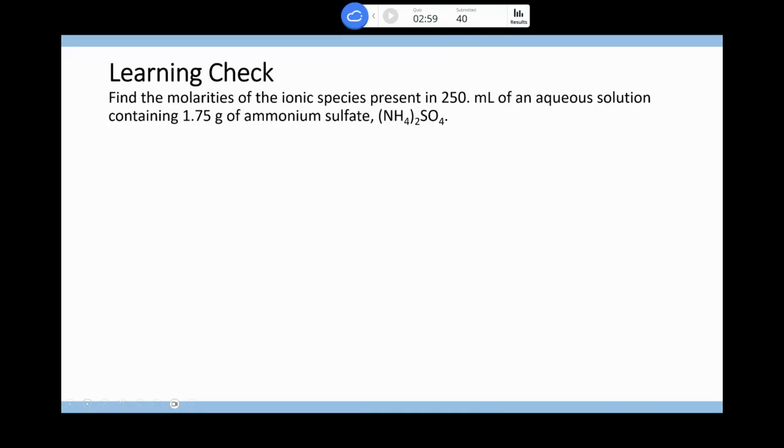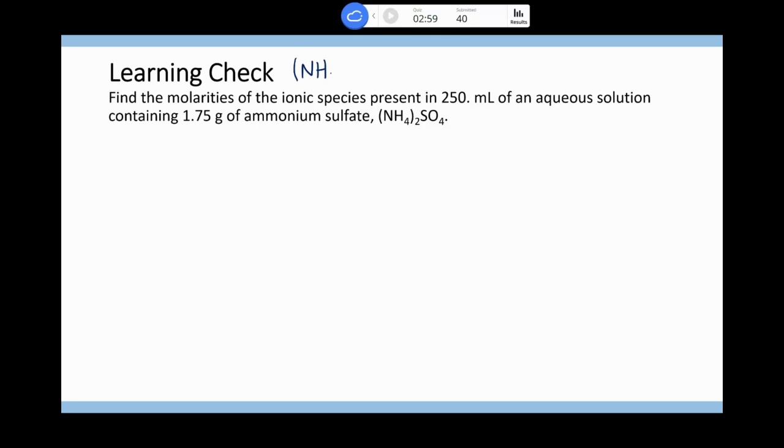So we have an ionic compound, ammonium sulfate. A certain amount of that compound is given to us in grams, a certain volume, so we can calculate concentration. But we want to know the concentrations of the individual ions, so we need to know what ions are created by ammonium sulfate. So we start with a neutral solid and we're trying to find ions, concentration of ions.